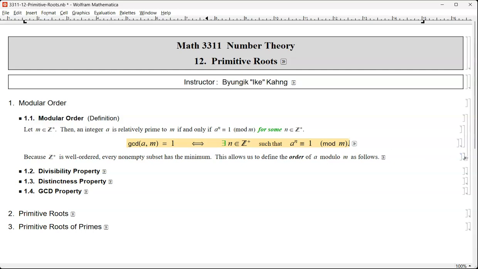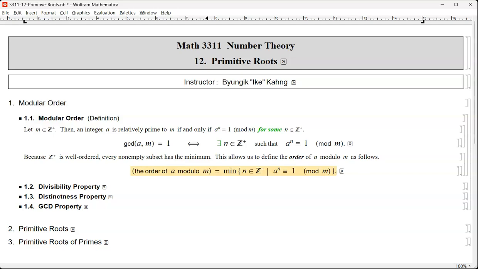So under this foundation, we can define the order of a modulo m as the smallest positive integer n such that a to the nth power is congruent to 1 modulo m. So that's well defined if and only if a and m are relatively prime, and if a and m are not relatively prime, then the order is undefined. Alright, so much for modular order. We successfully defined it, and we also proved that it is well defined if and only if a and m are relatively prime. Now, let's consider some properties of this modular order.